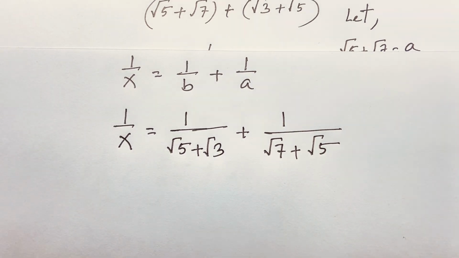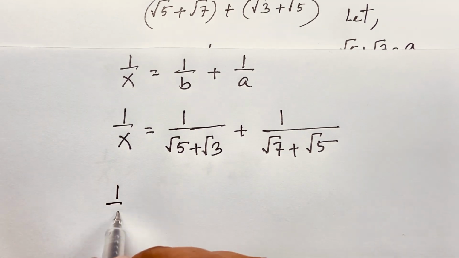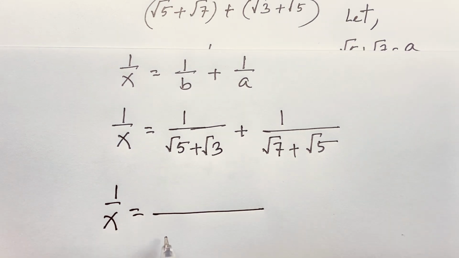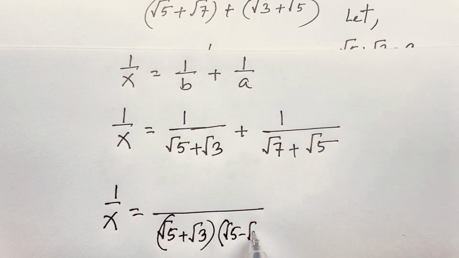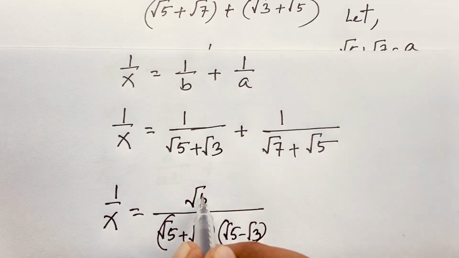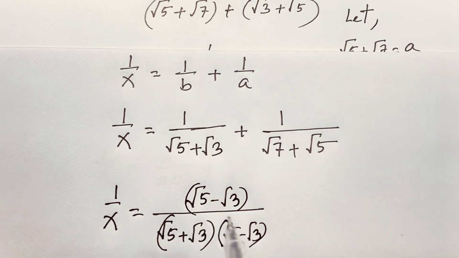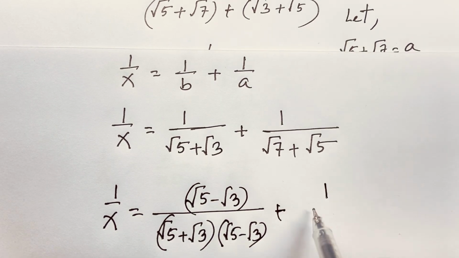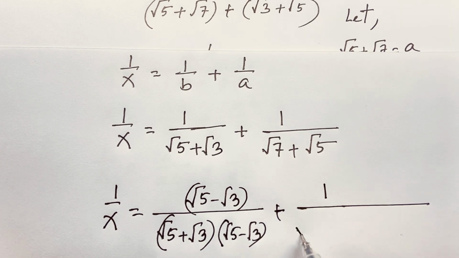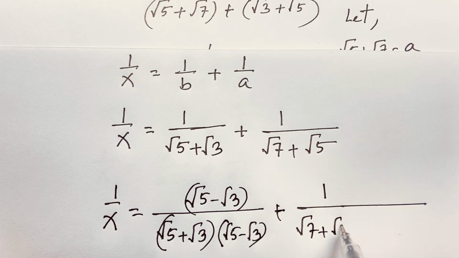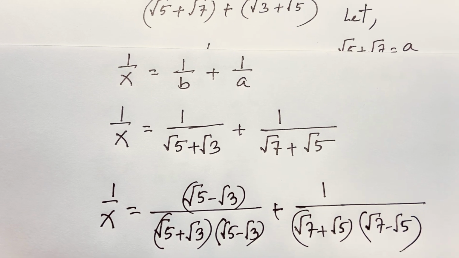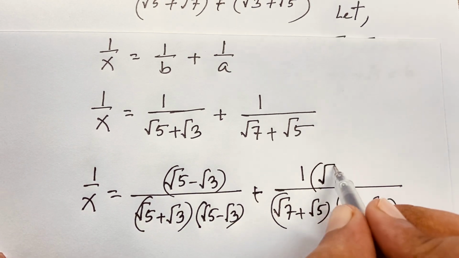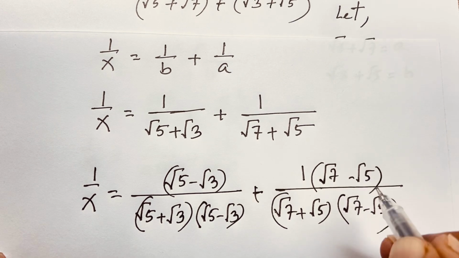Now at this moment you can see that 1 over x is equal to 1 over (square root 5 plus square root 3). I multiply this by (square root 5 minus square root 3) below. Then again, in the next expression, we have 1 over (square root 7 plus square root 5), and I multiply by (square root 7 minus square root 5) above and below.